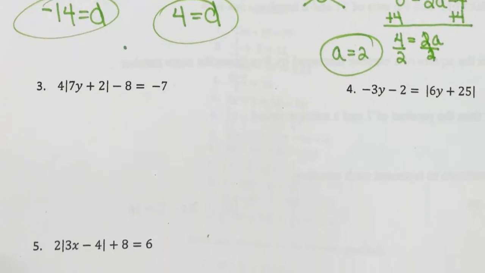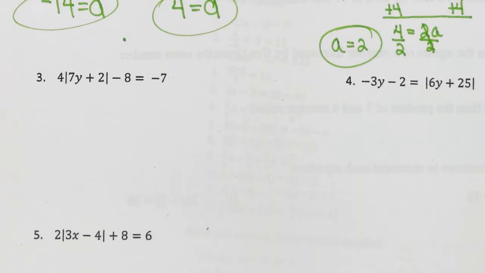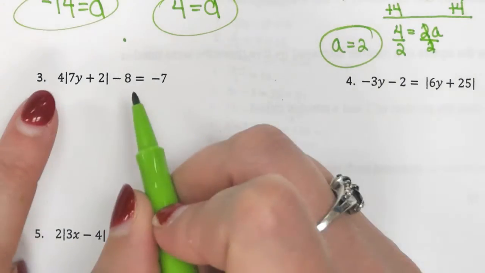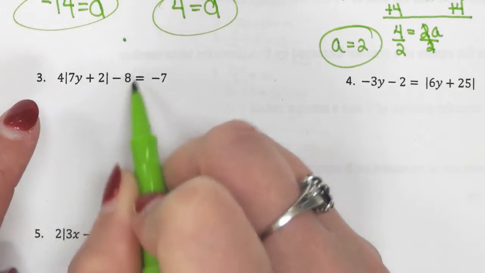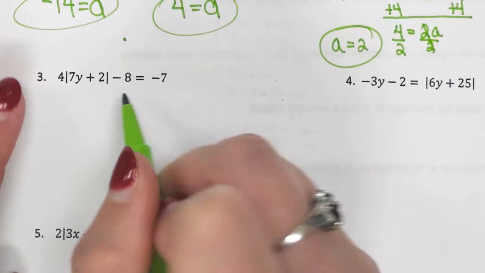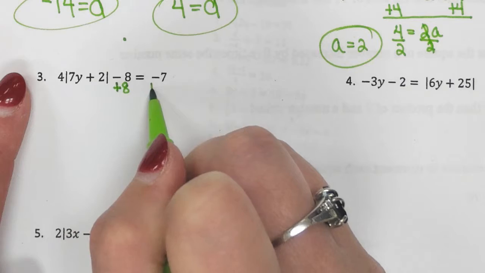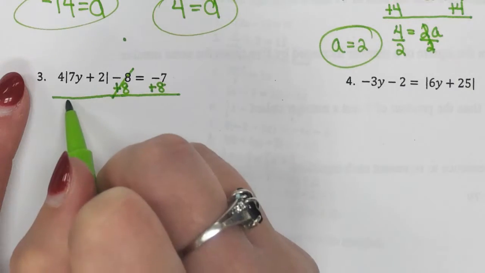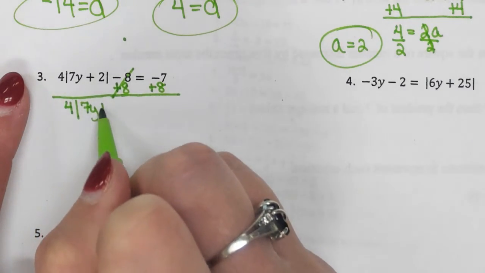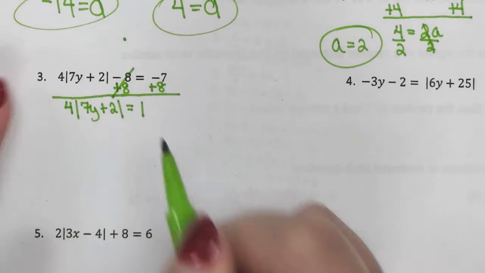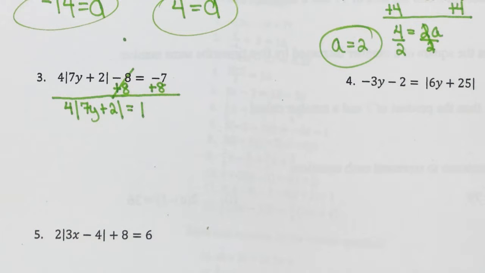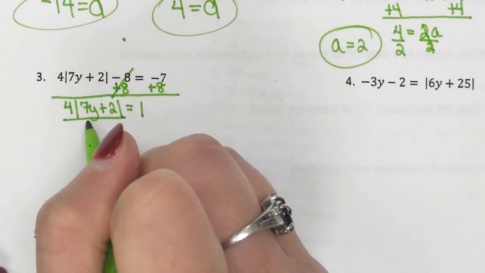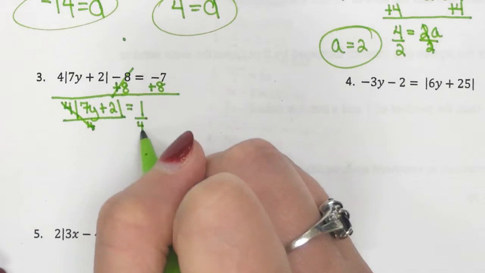Next one, number 3. I got a whole bunch of stuff. I have to get everything away from those absolute values. I got 2 things with the absolute values. What's the first thing? You got the 8, right? What's the second thing? You got the 4, right? So here we go. Add that 8 first. Then what? Divide by 4. Oh, I got a fraction. Oh, my life's going to be horrible.